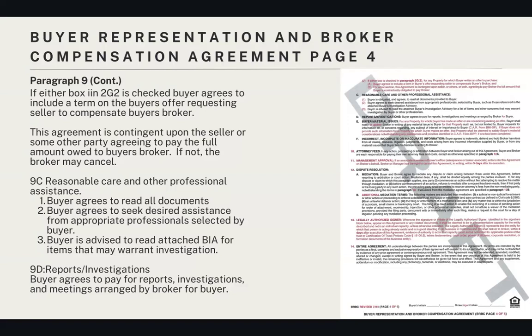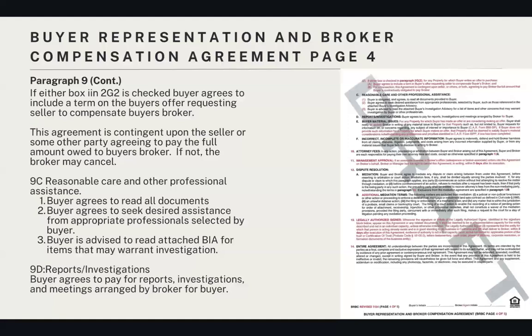So meaning you're not going to have to act as a broker when you're not going to be compensated. If there's no way that anyone is going to be able to compensate you and the box is checked that the buyer can't pay your brokerage, that does give you the opportunity to bail out of the transaction.